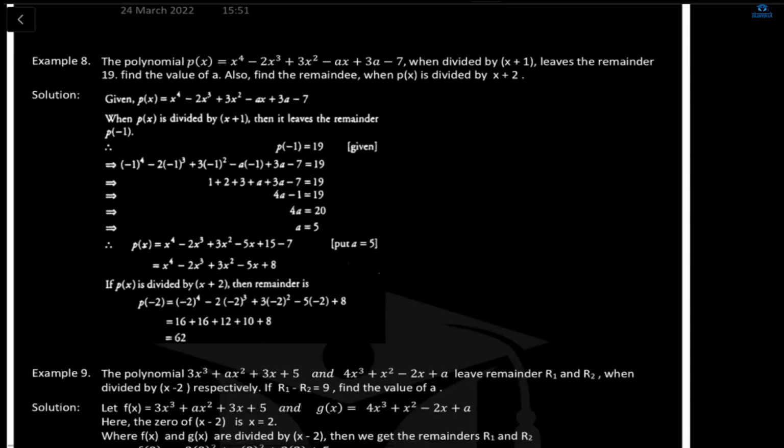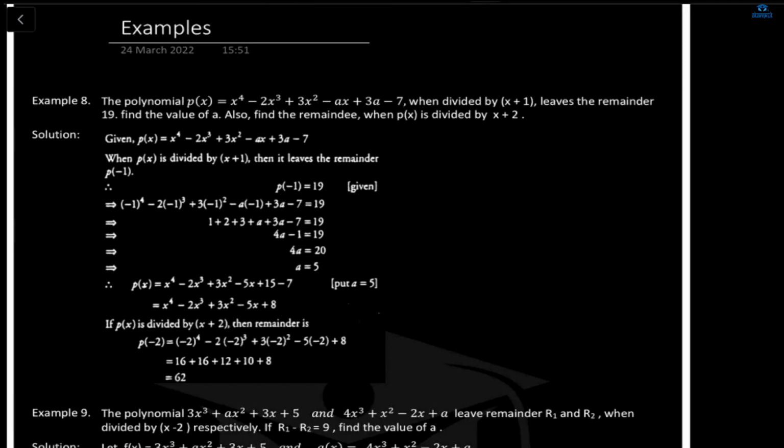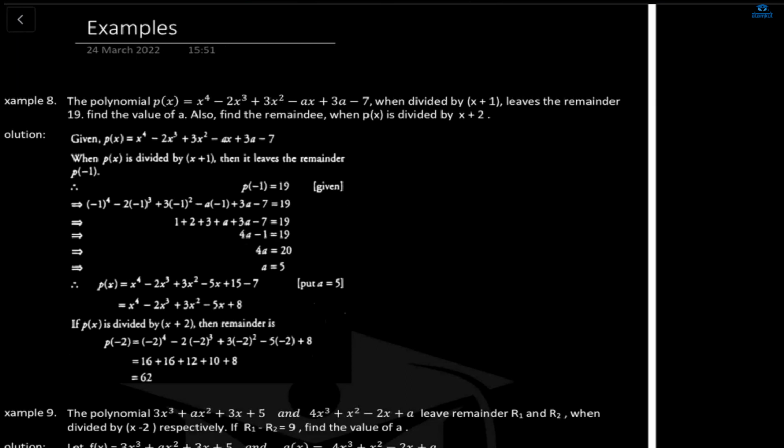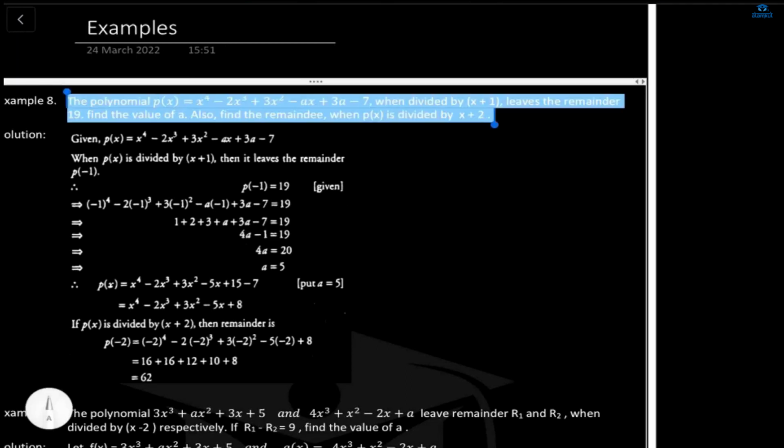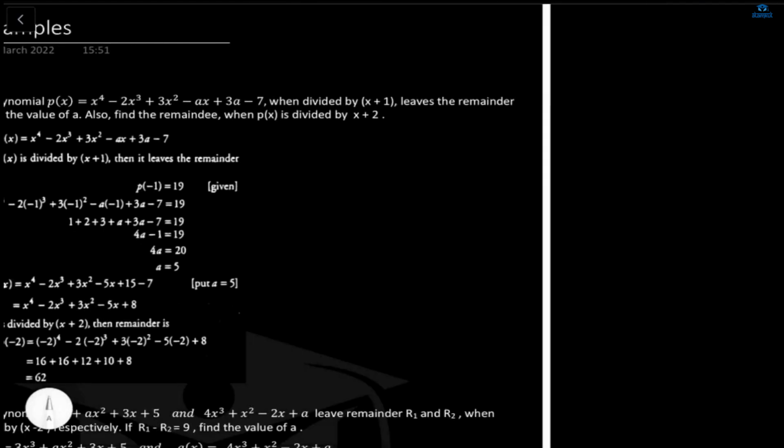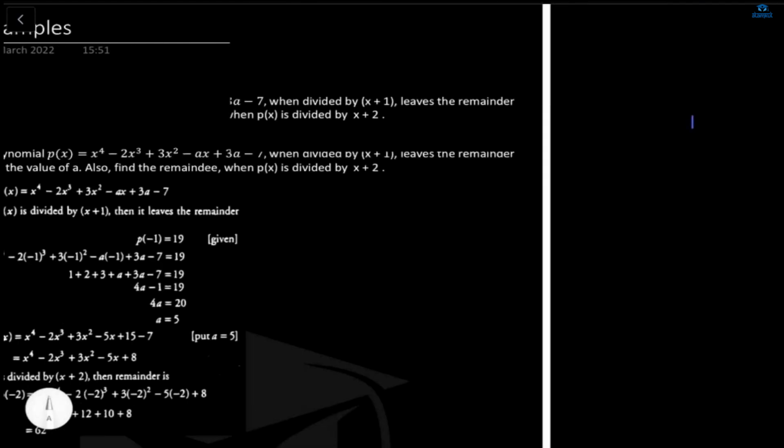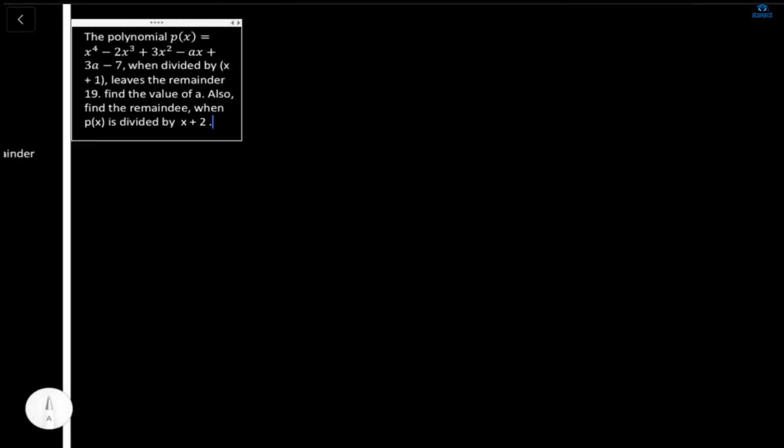Okay, then let's see this question, example number 8. The polynomial p(x) = x to the power 4 minus 2x cubed plus 3x squared minus ax plus 3 minus 7, when divided by x plus 1, leaves the remainder 19. Find the value of a. Now what does this mean? Can you tell me how you're going to solve the question? Sharia, can you tell me how you're going to solve this example number 8? I need to check that everybody has understood the concept.